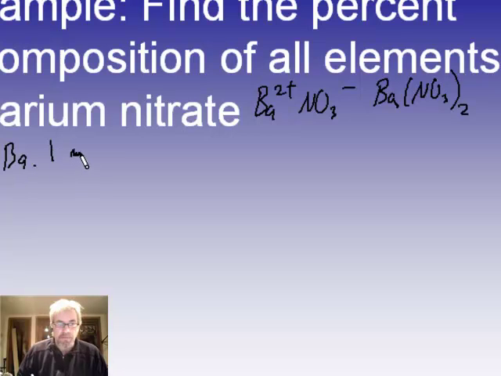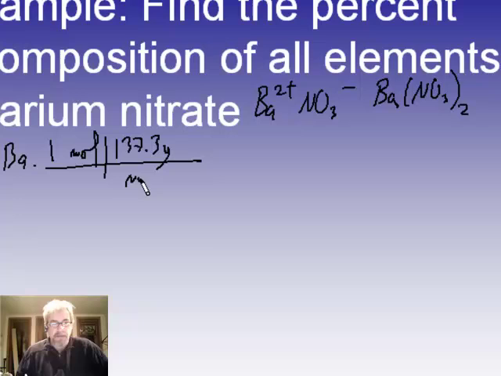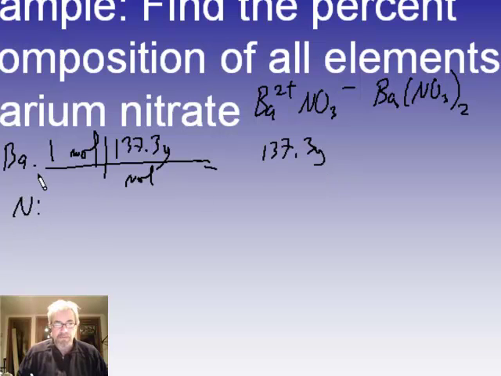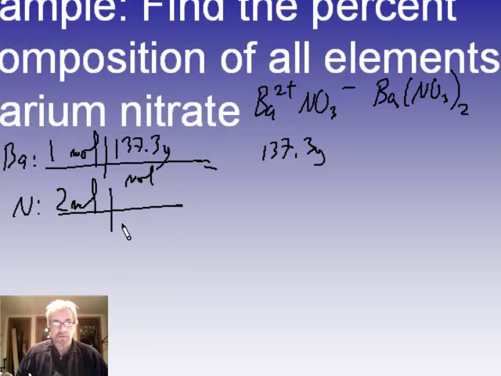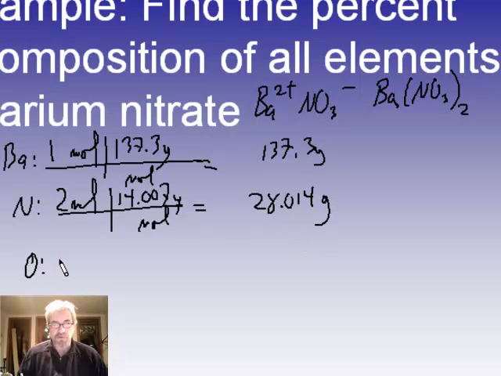Barium's molar mass is 137.3 grams per mole. So a total of, of course, 137.3 grams of barium. For nitrogen, every nitrate has a mole of nitrogen, but there are 2 moles of nitrate, and so that means 2 moles of nitrogen times 14.007 grams per mole for nitrogen gives me 28.014 grams of nitrogen total. For my oxygen, I have 3 O's in every NO3, but there are 2 moles of NO3, so that's a total of 6 moles of oxygen.